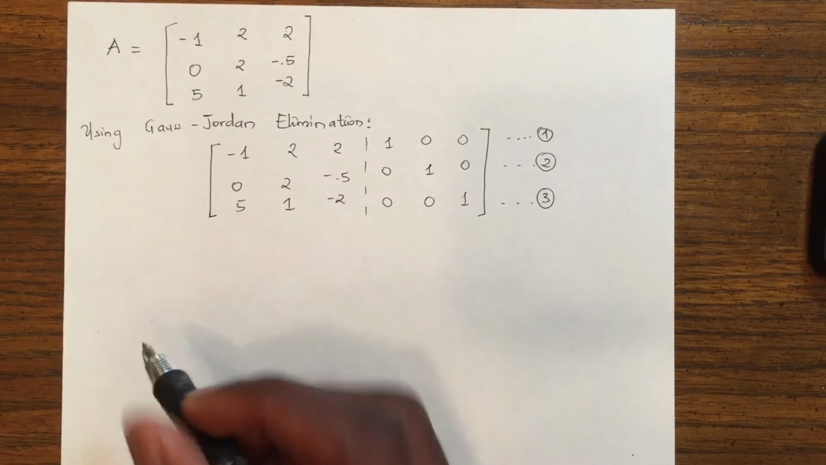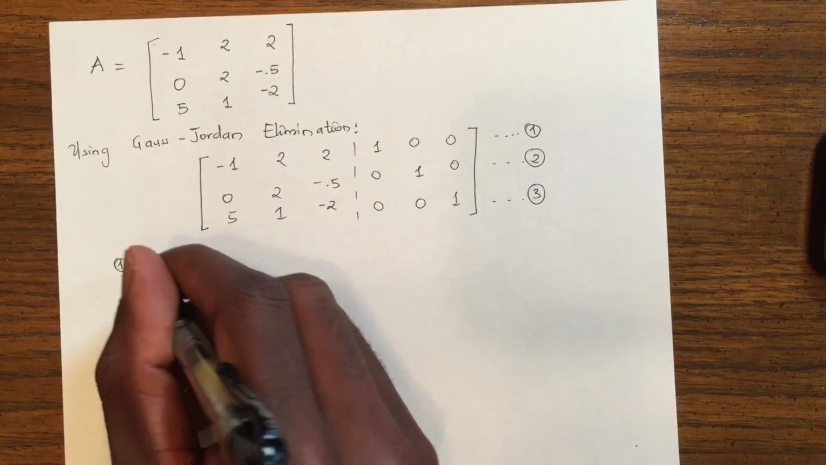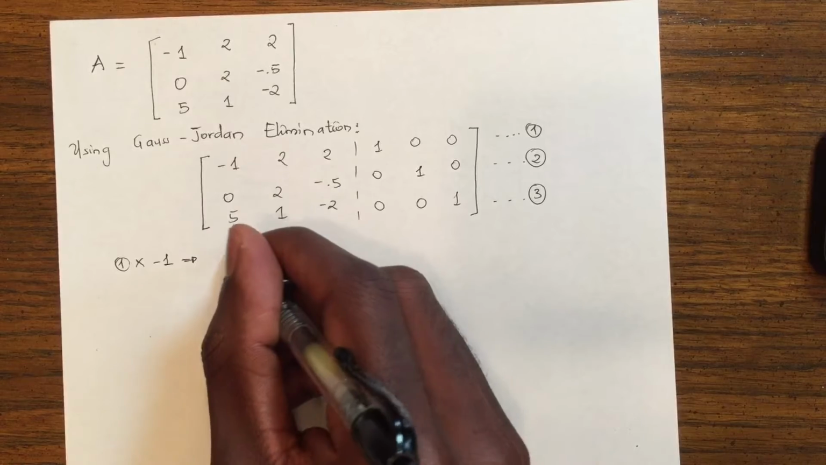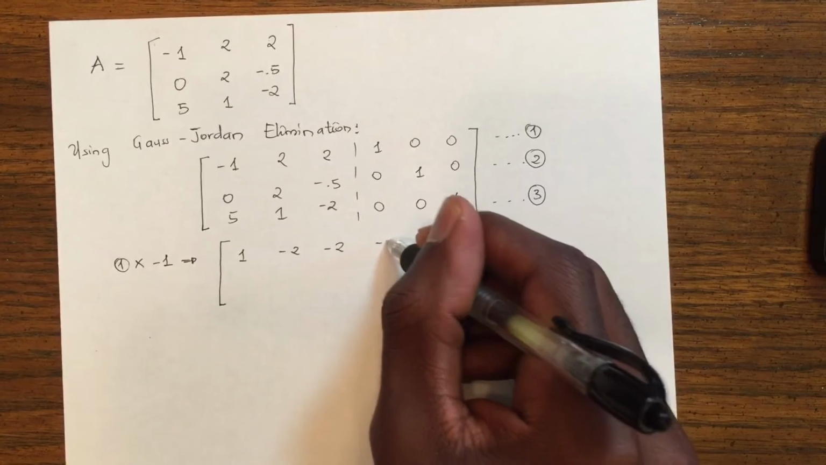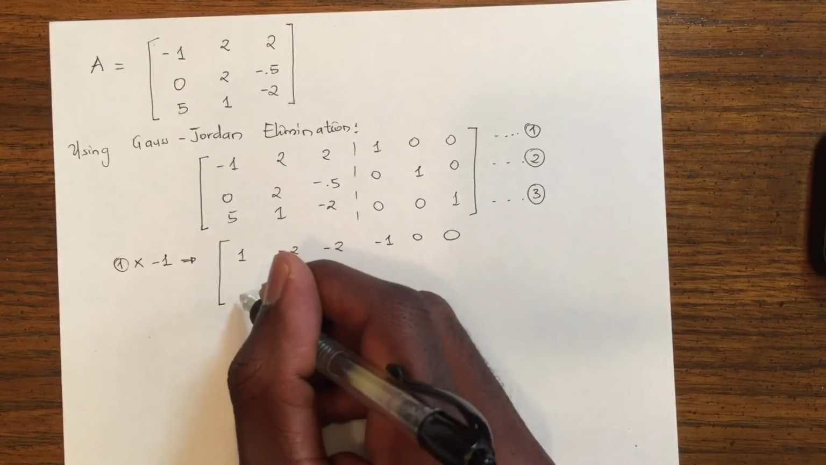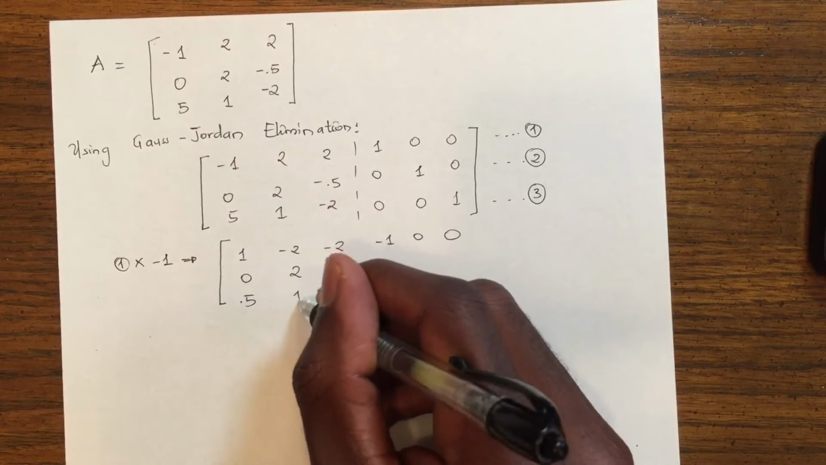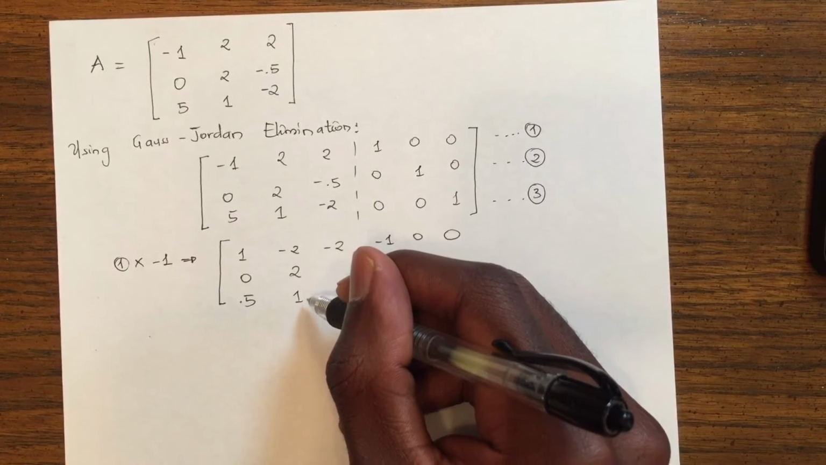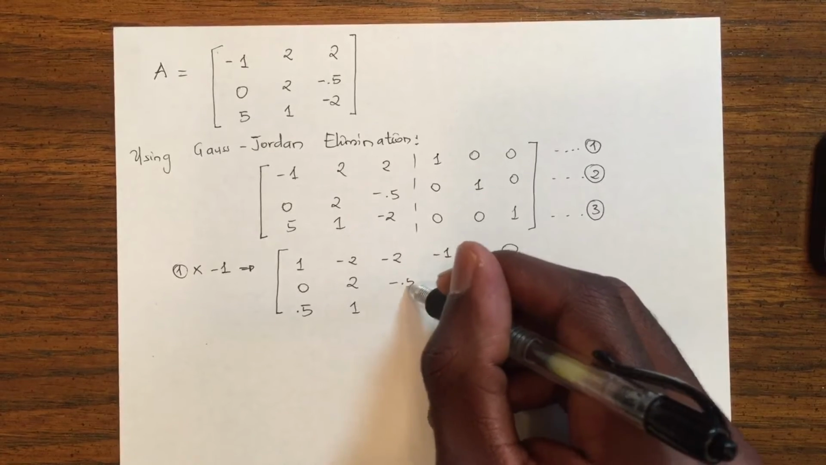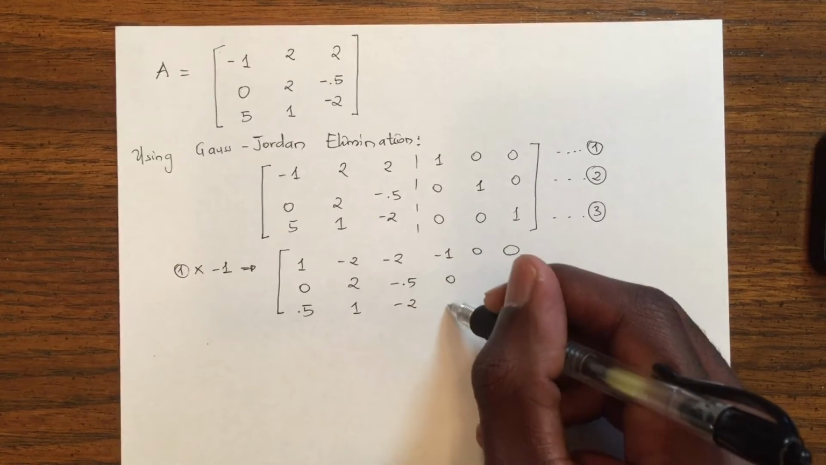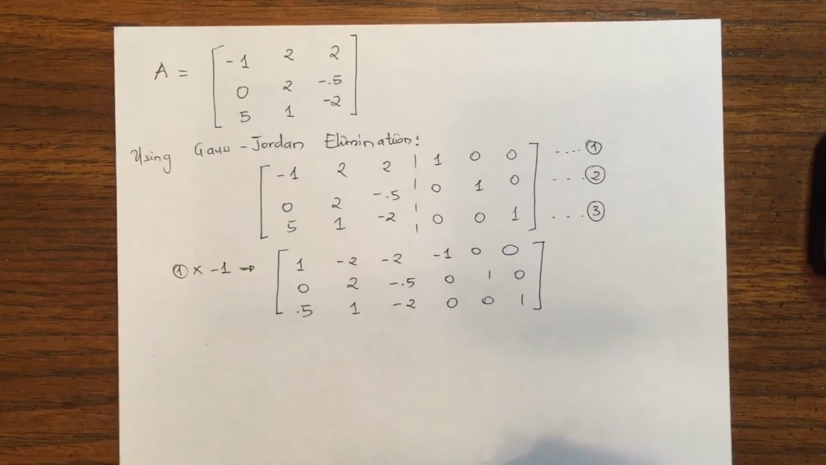Okay, so to make this 1, what we're gonna do is we're gonna basically take the first row and multiply it by -1. Okay, and then that's gonna give us 1, -2, -2, -1, 0, 0. Okay, and then 0.5, 2, okay, 1. All right, just rewrite that, -0.5, -2, 0, 0, 1, 0, 0, 1. All right, we're gonna have that.